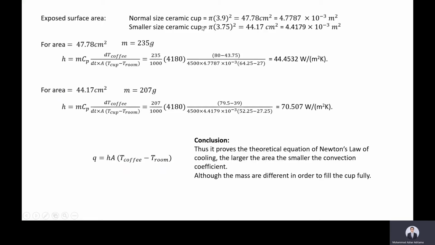This is the exposed surface area. So we have a small size ceramic cup and a normal size ceramic cup with different areas. For the area that is larger, we can see the value of h is this, and for the area that is smaller, we can see that the value of h is actually larger than for the larger area, and this essentially proves the equation from the theoretical theory.